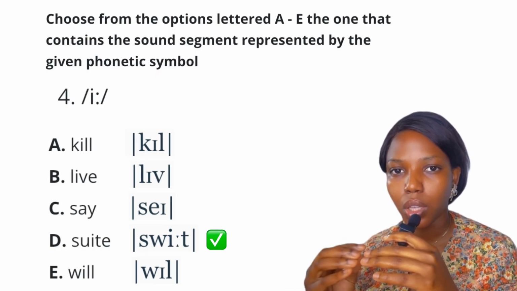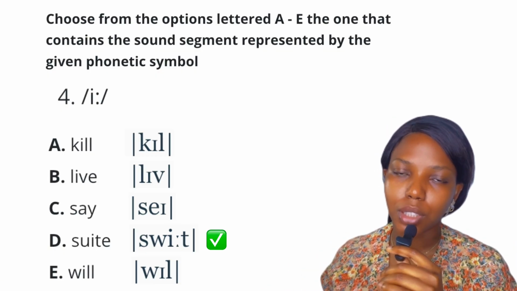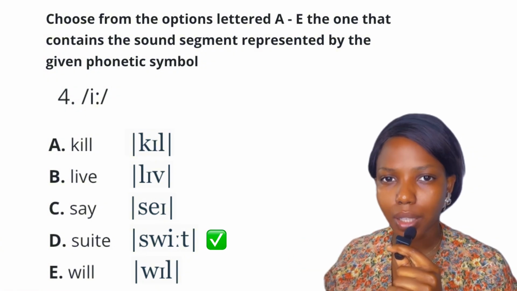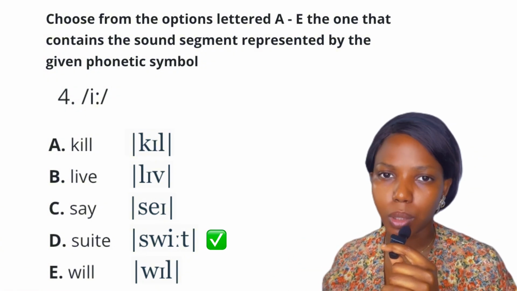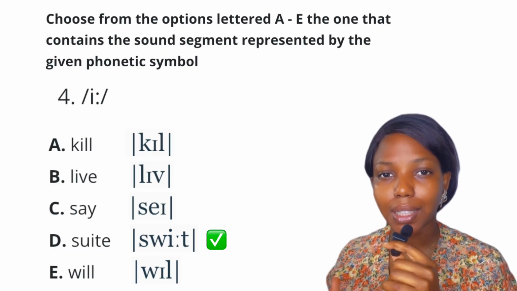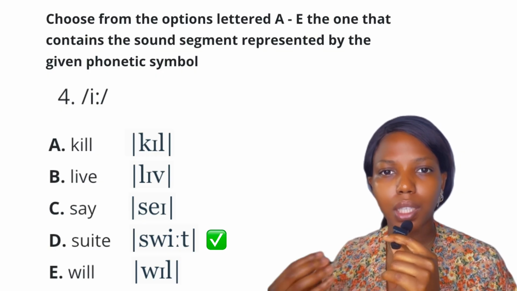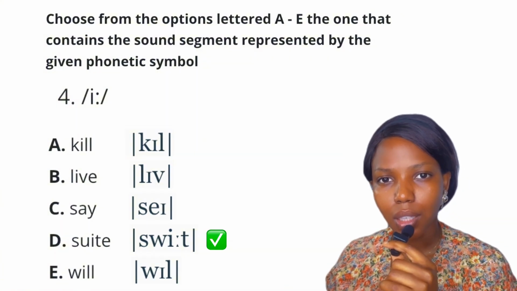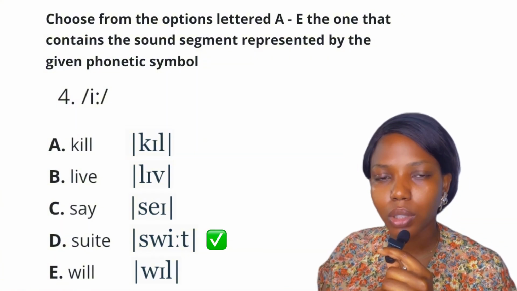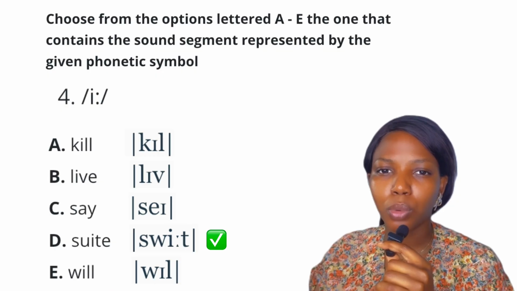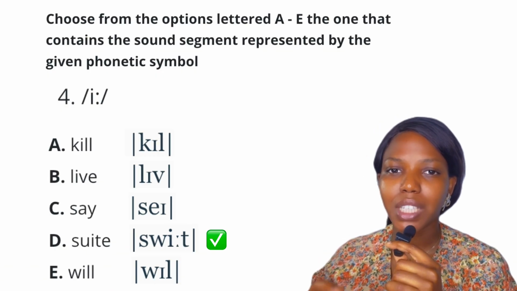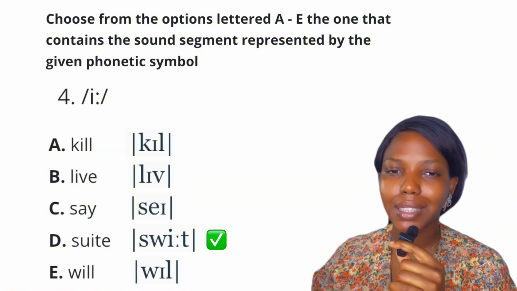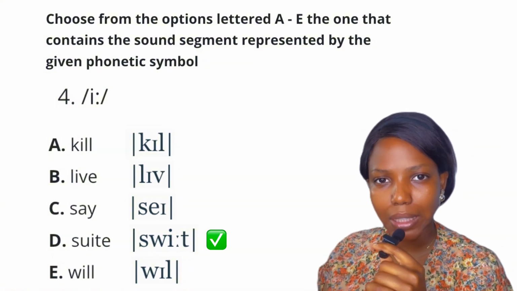Now let me give you a hack. So most times the short vowel sound E is usually represented by letter I as in kill, leave, will, and sometimes letter E as in be, while the long vowel sound E, the phonetic symbol given to us in this question, right, is most times represented by letters EE as in feel, and EA as in beat.